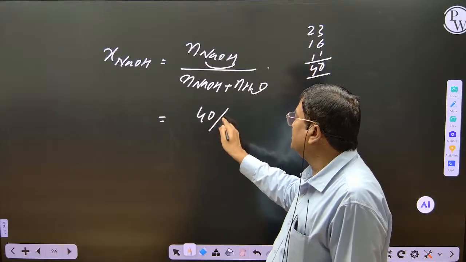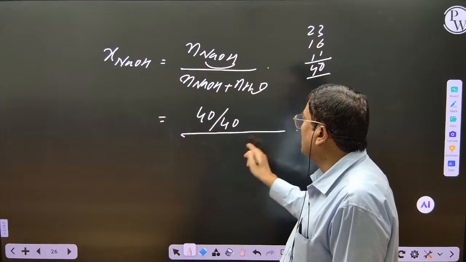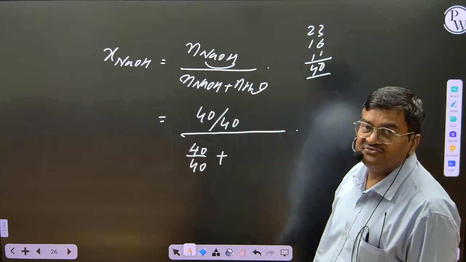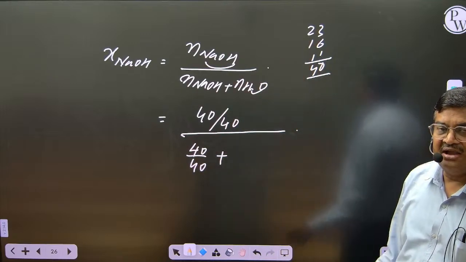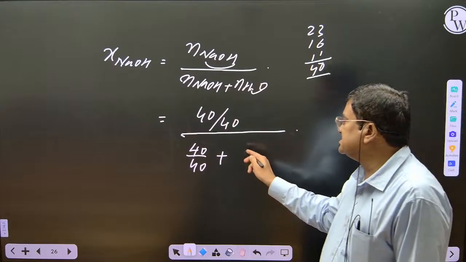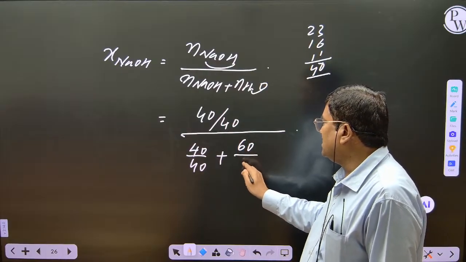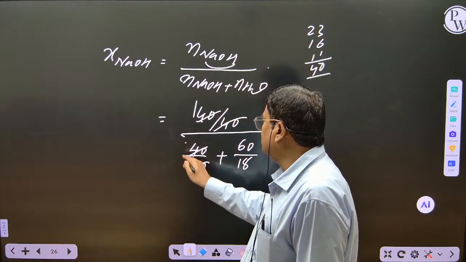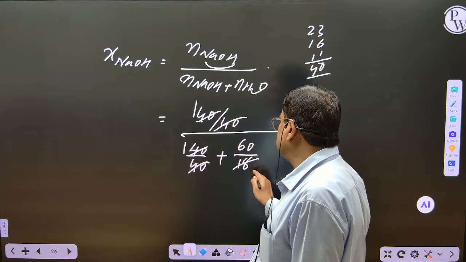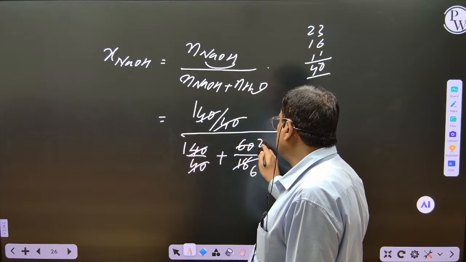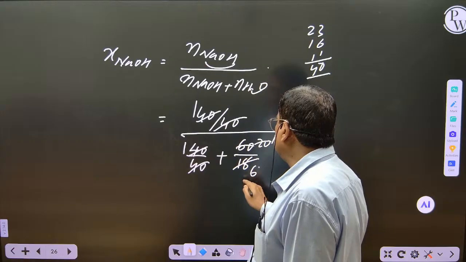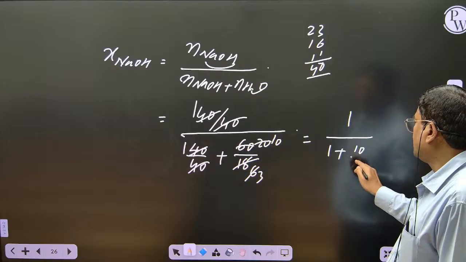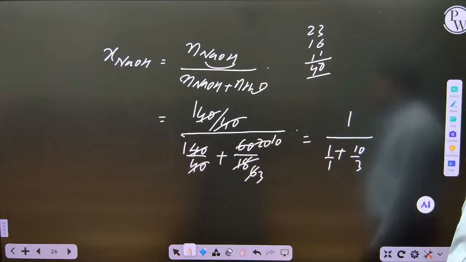This mass I am bringing into moles: 40 upon 40, divided by 40 upon 40 plus, what is the weight of water we got? 60 grams, no? From 100 when we subtract 40, 60. And what is the molar mass of water? 18. Now 40 cancels with 40, and 60 by 18 simplifies: 3 sixes are 18, 3 twenties are 60. That means we are getting 1 by 1 plus 10 by 3. Check everyone got the same; take the LCM.